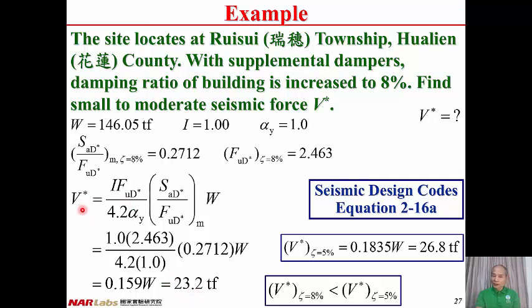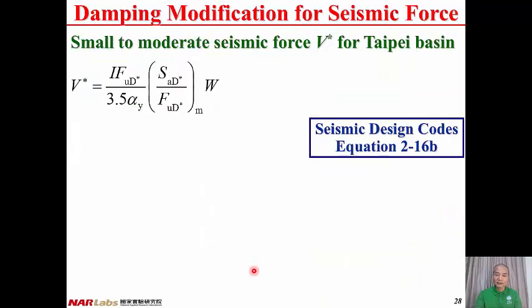That's the V star for the damping ratio equal to 8%, and then compare with that for the damping ratio equal to 5% from previous lecture. And we found that the small to moderate seismic force for damping ratio equal to 8% is less than that for damping ratio equal to 5%. Is it true for this case? Is it true for all the cases?